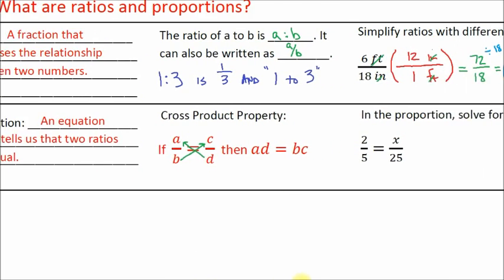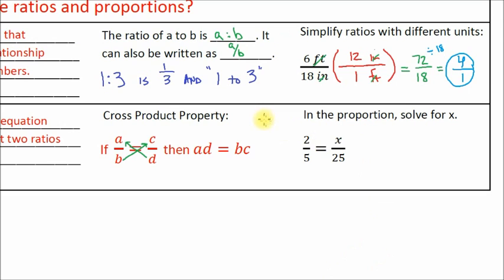Let's take an example of that. You guys will see how this works. Here's the question. In this proportion, solve for x. I've got a ratio equals a ratio. That's a proportion. We're going to multiply 2 times 25, and that's going to end up being equal to 5 times x. All right, let's go ahead and simplify this. 2 times 25 is 50.